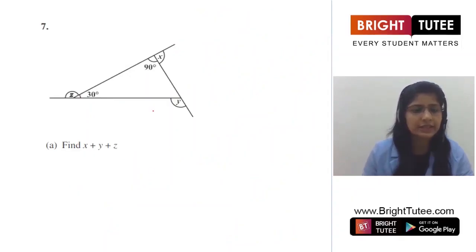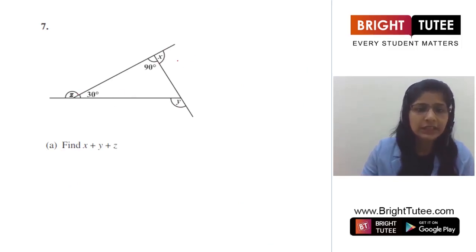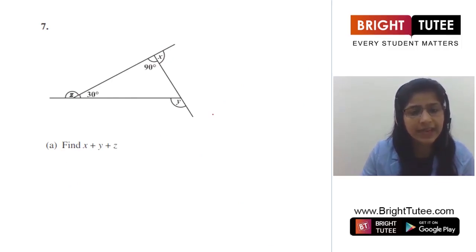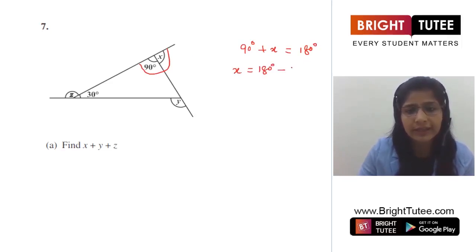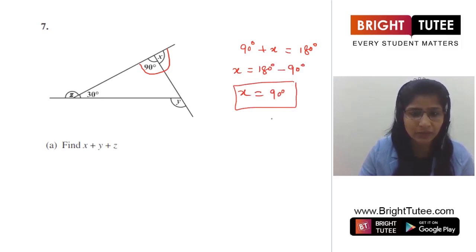The question says you have to find out in the figure x plus y plus z. So first of all we see the angle 90 plus x. So let us write 90 degrees plus x equal to 180 degrees because they form a linear pair here. So x will be equal to 180 degrees minus 90. So x is equal to 90 degrees. This is the first thing that we have calculated.